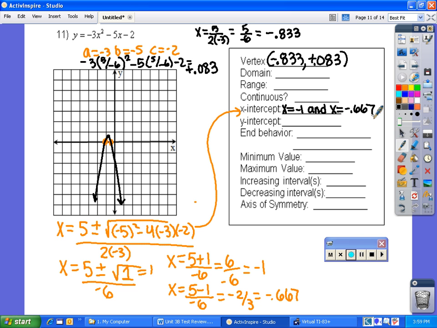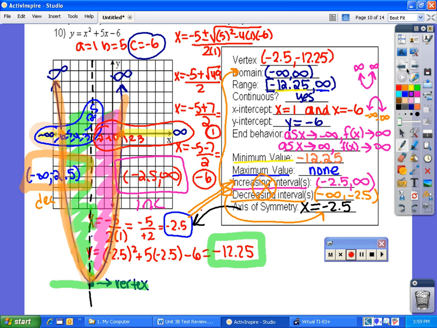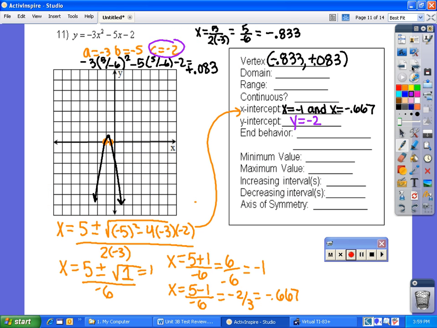Alright, the y-intercept is always going to be the last number. So that's y equals negative 2. I hope I put y equals on the other page. I did. Okay. Alright, the domain is the same. It's going all the way to the left and all the way to the right. So because of that, that's negative infinity to infinity.